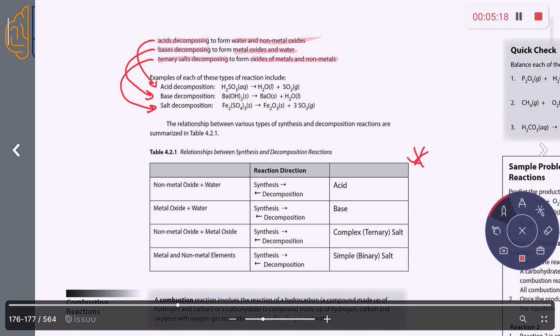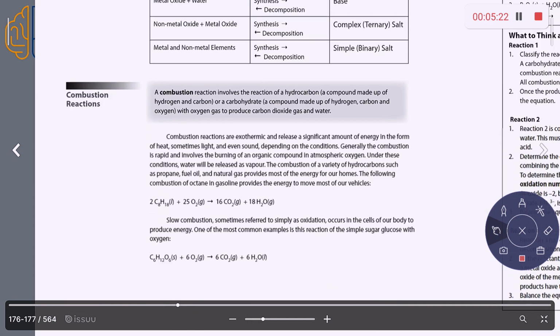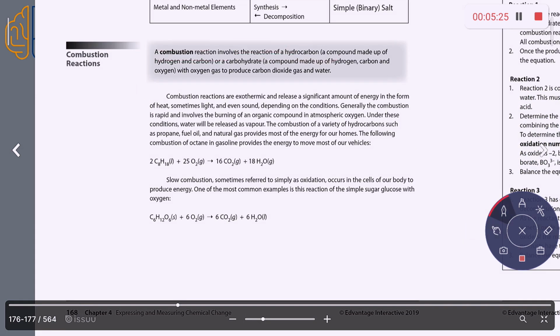Now, combustion reactions. Combustion reactions are going to have a hydrocarbon or a carbohydrate. The only difference is that the carbohydrate is going to have an oxygen in it, combining with oxygen to produce carbon dioxide gas and water. So you've got your hydrocarbon plus O2 producing CO2 and water, and you can interchange the hydrocarbon with a carbohydrate. Typically, you're given the hydrocarbon.